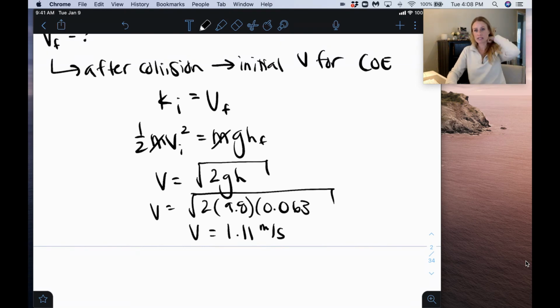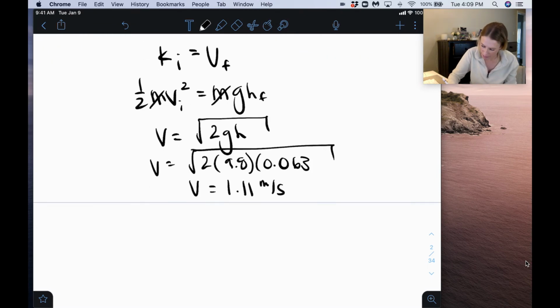Now remember, this is the initial velocity of the conservation of energy portion of this motion, but it's going to be the final velocity of the collision, because this is the velocity that the block and bullet system has after the bullet collides with the block. So this right here will be V final for the collision.